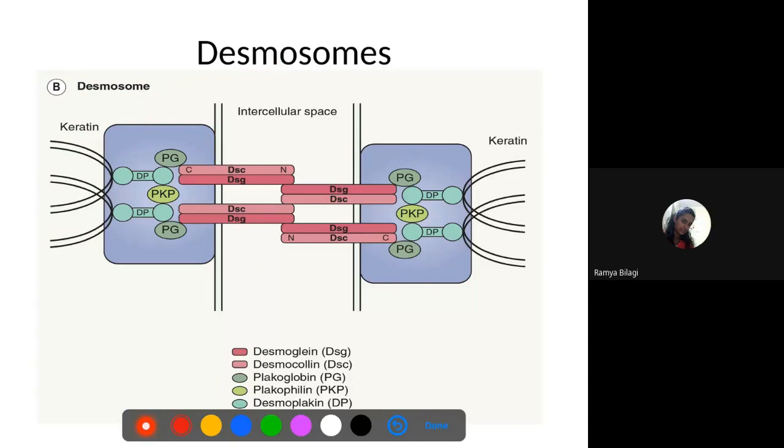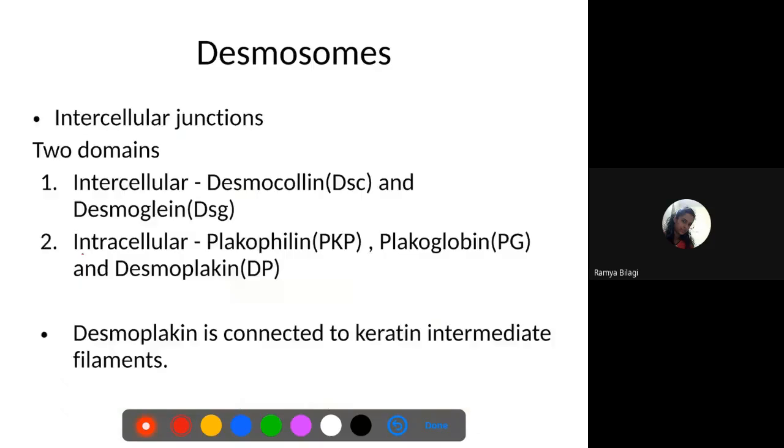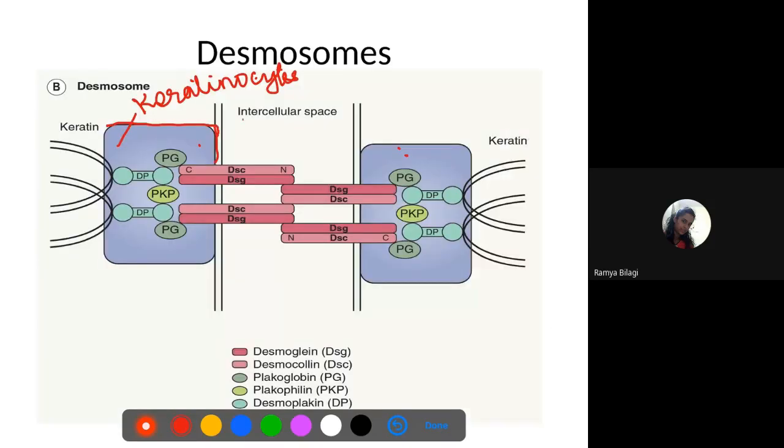These are intercellular structures. So desmosomes have two domains, one intercellular and one intracellular. Between the cells, we have two things, desmoglein and desmocollin. And intracellular, we have three things: plakoglobin, plakophilin, and desmoplakin. You see the green structure is desmoplakin, and the U-looped structures are keratin filaments. So desmoplakin is further connected to keratin filaments.